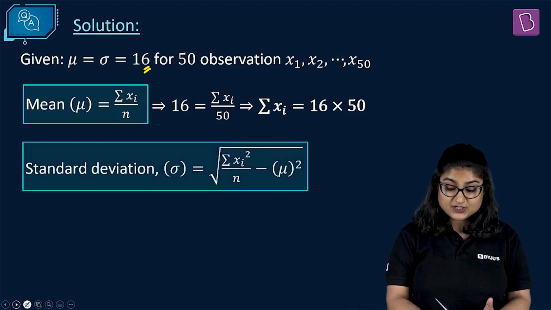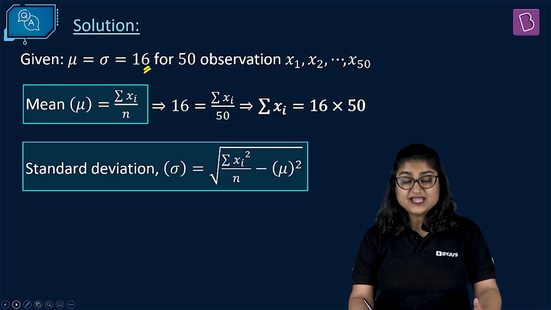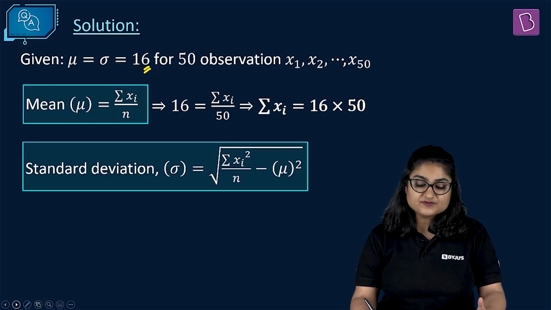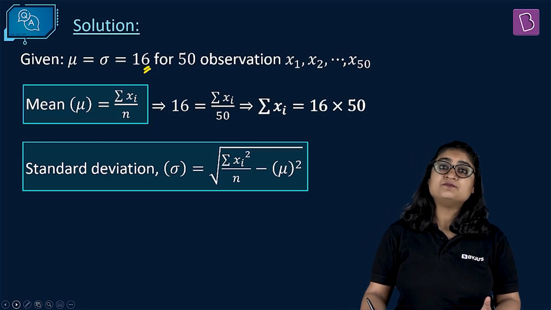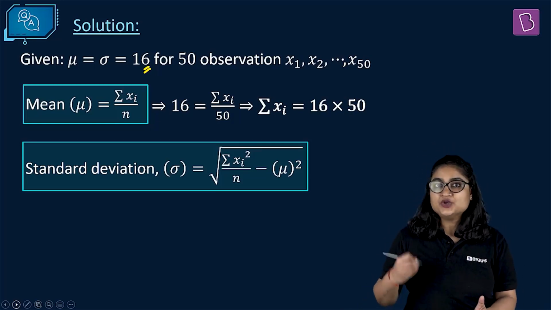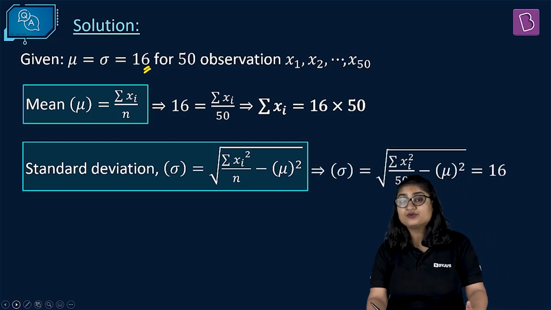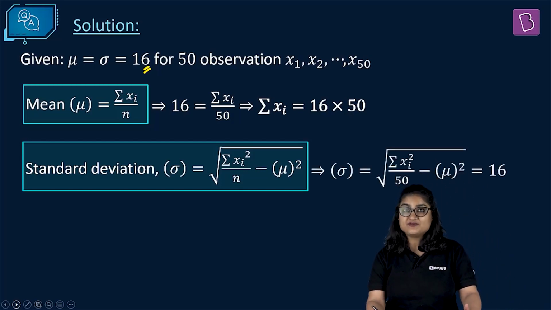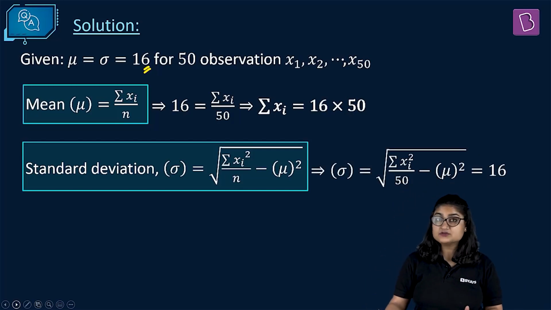In the question it has been also given that the standard deviation is 16, and we know that standard deviation, which is sigma, is defined as square root of summation of xi square divided by n minus mu whole square, where mu is defined as the mean. All right. So if I plug in the known values here, what I will get is 16 is equal to square root of summation of xi square divided by 50 minus mu whole square. And we know that mu is also equal to 16.